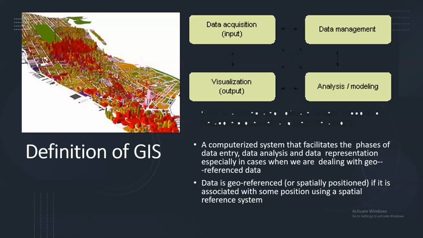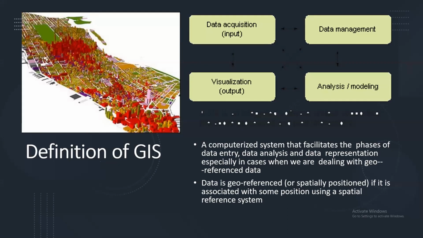What is GIS? So GIS is a computerized system that facilitates three phases: data entry, analysis, and representation, in cases when we're dealing with data that is georeferenced. So GIS, in full, is a geographic information system, and with it, the three phases of data entry, analysis, and representation are facilitated.